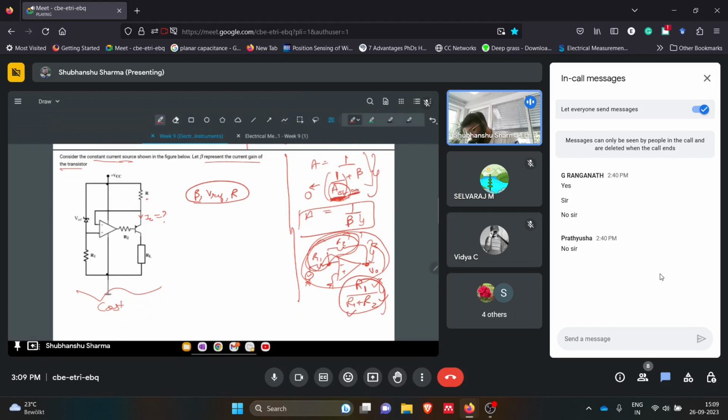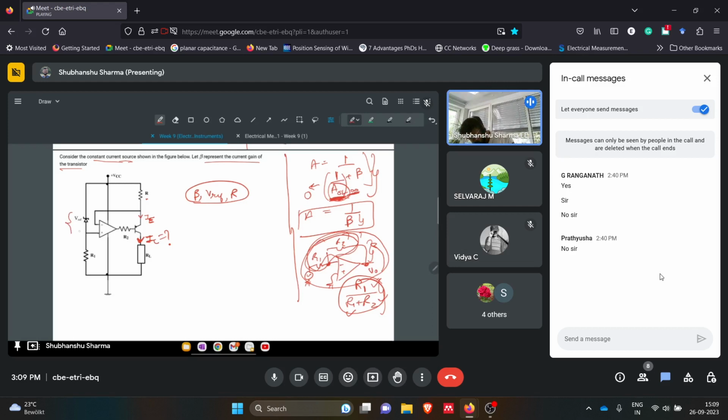Sorry, this will be IE actually, because this is an NPN. So this is IE, this is IC. Anyway, you have to find only IC. And if you don't know, this is a Zener diode.